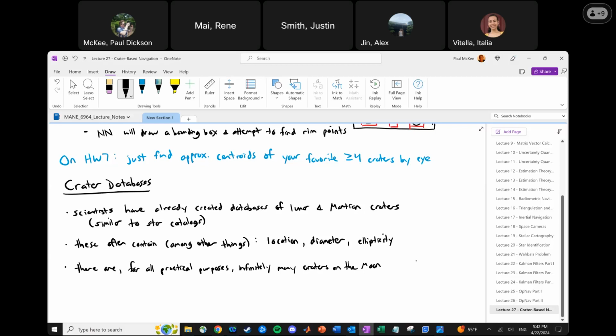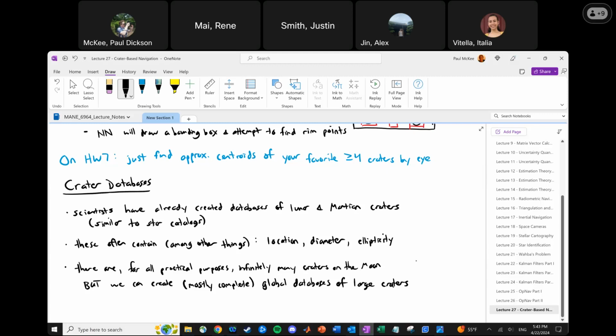Just like there are an infinite number of stars. But we can create what we're going to call mostly complete global databases of large craters.